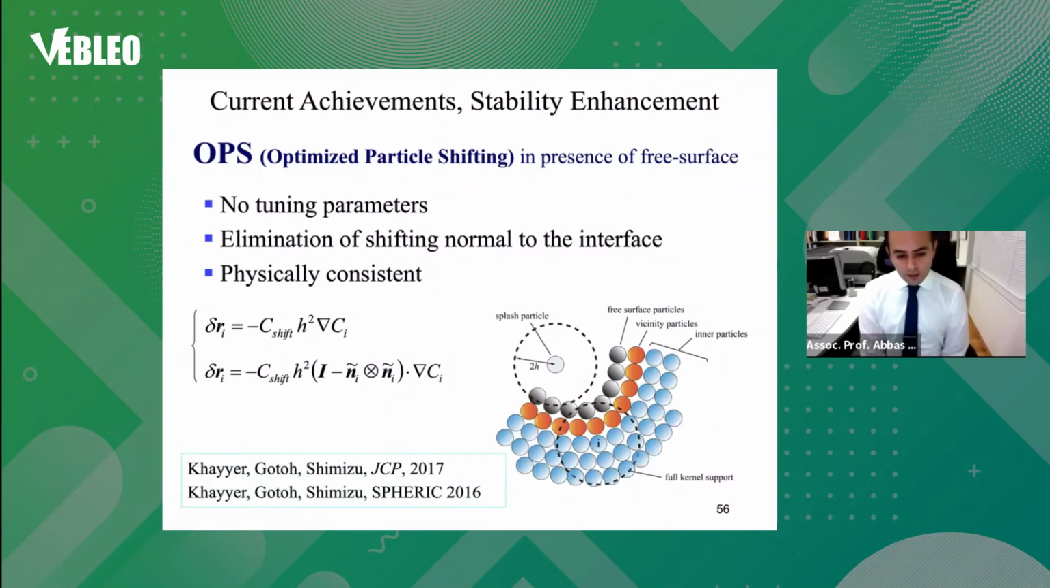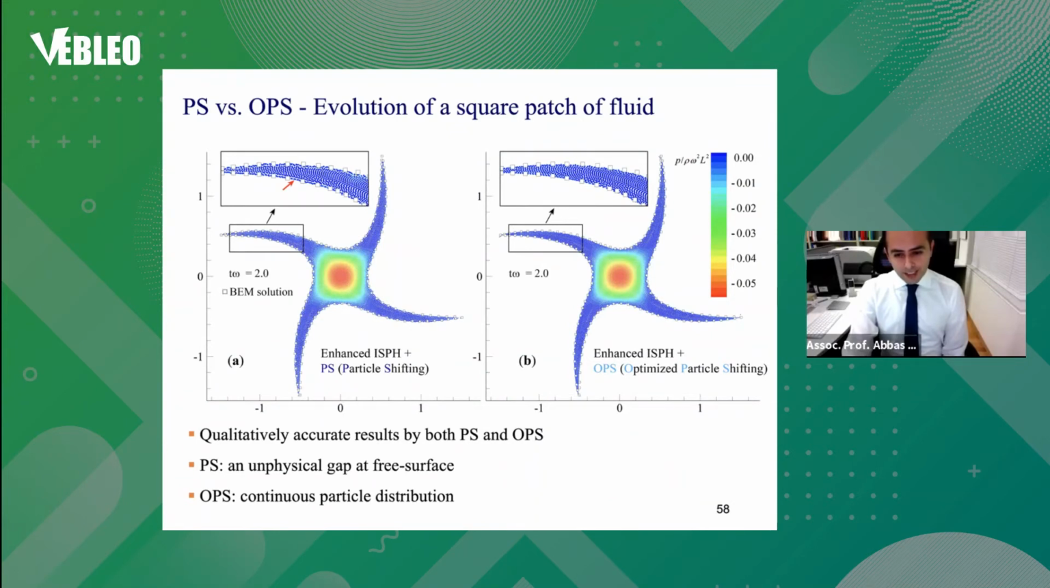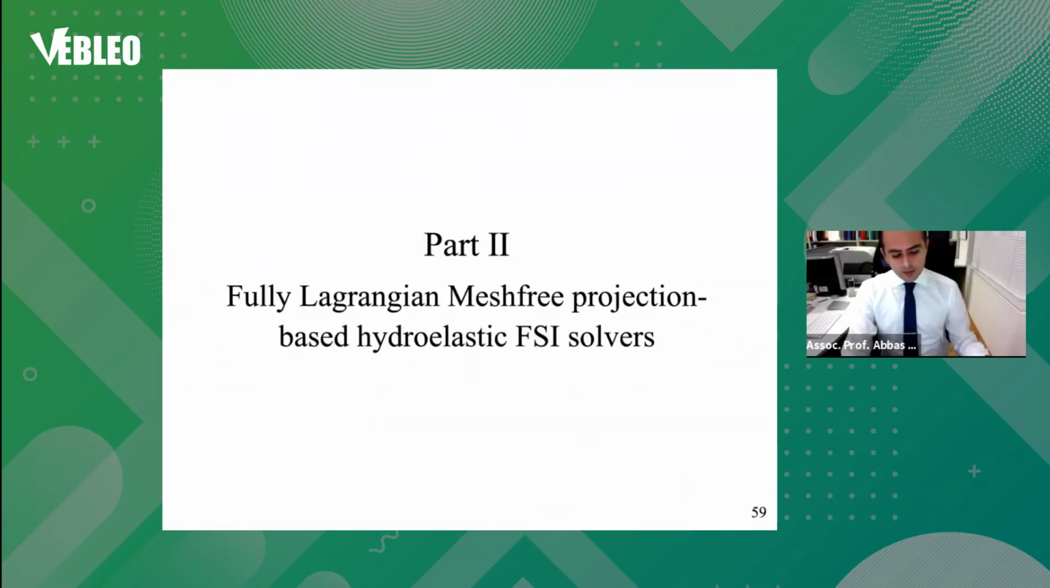And this is one of the schemes that we developed in 2017, published in JCP, or Journal of Computational Physics. The key point is that this scheme needs to be parameter free, so there is no need for doing any tuning. Also we need to eliminate shifting normal to the interface, and it has to be physically consistent. If you have regularity in particle methods, that will be very helpful for consistency, conservation, and convergence. So we had some test cases to validate the scheme. And this was the first part of the talk.